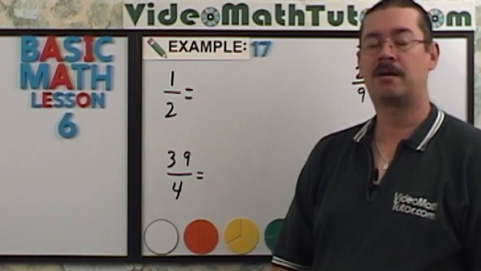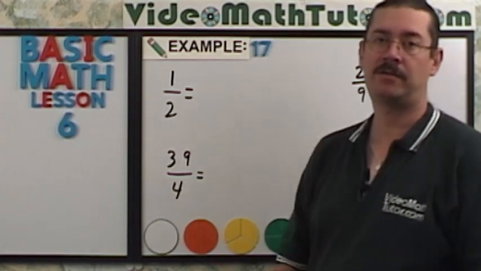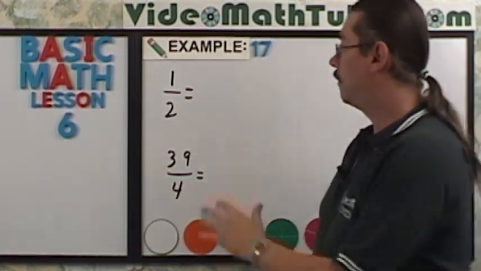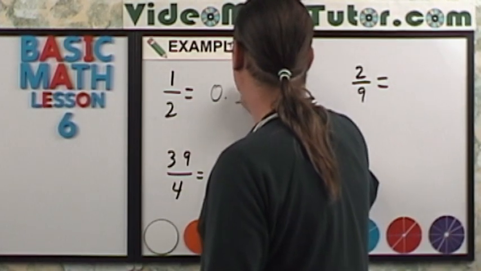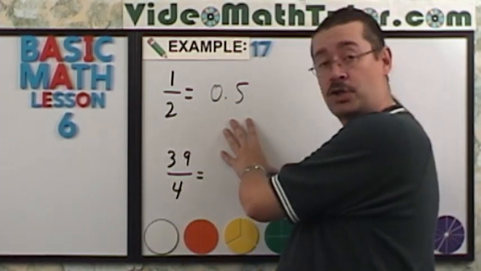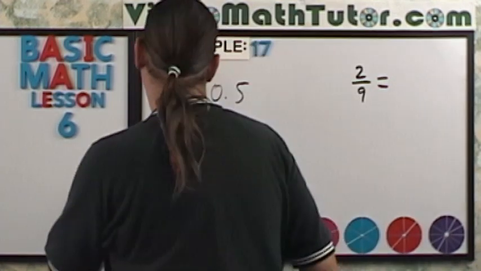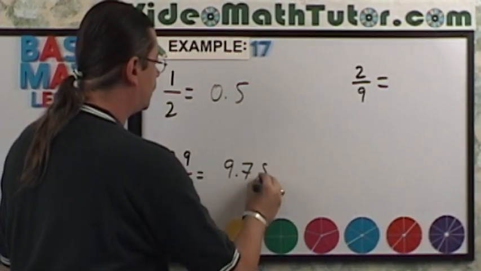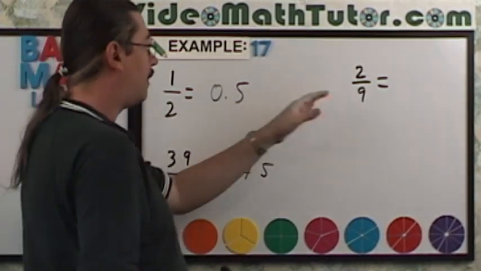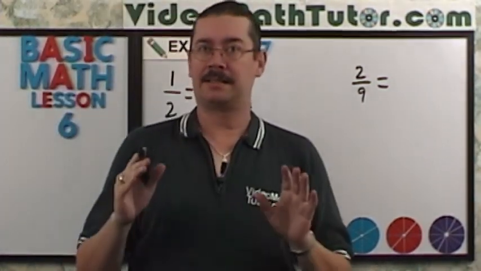For this example, I want to convert each of these fractions into their decimal forms. So for the first one, just use long division, and you're going to get something like 0.5, which is a terminating decimal. Long division with this one over here, I'm going to get 9.75. Now this one over here is a little different.